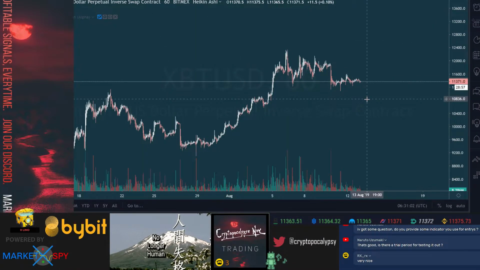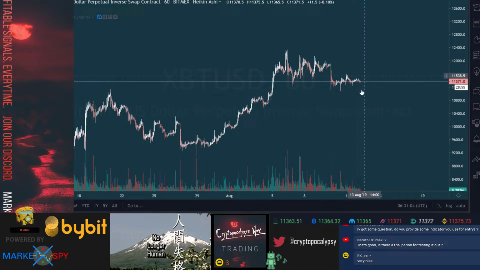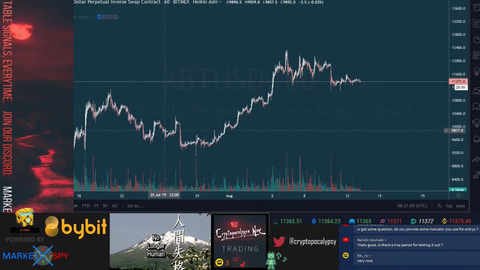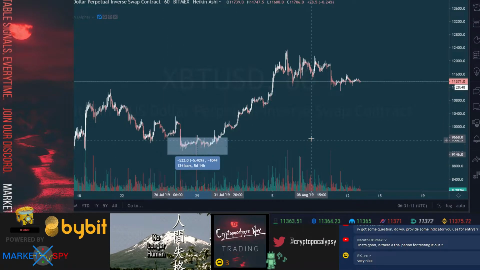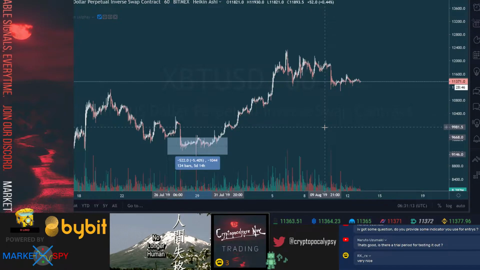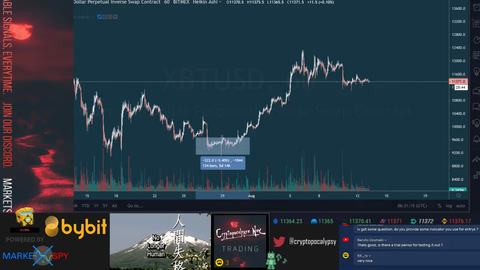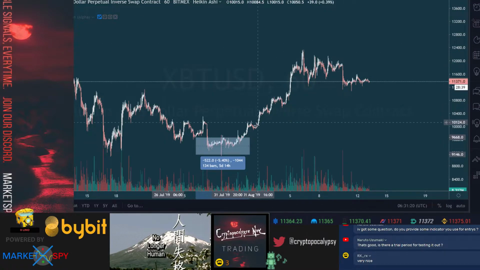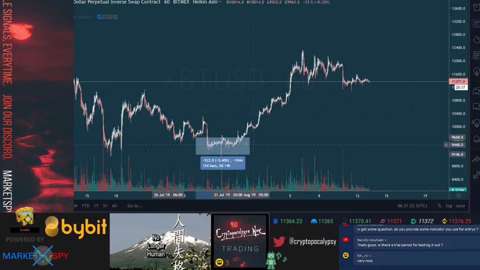Bitcoin is in. I believe this is not a distribution. And what I mean by that is this area over here. Let's take a look at the charts real quick. One hour. It's a clean chart. There are no indicators, nothing. And I would like to show you something.